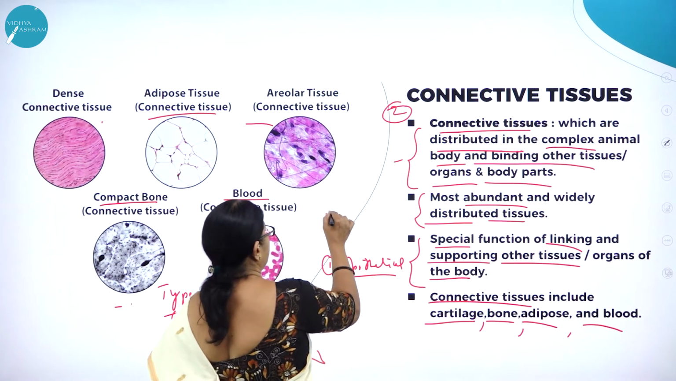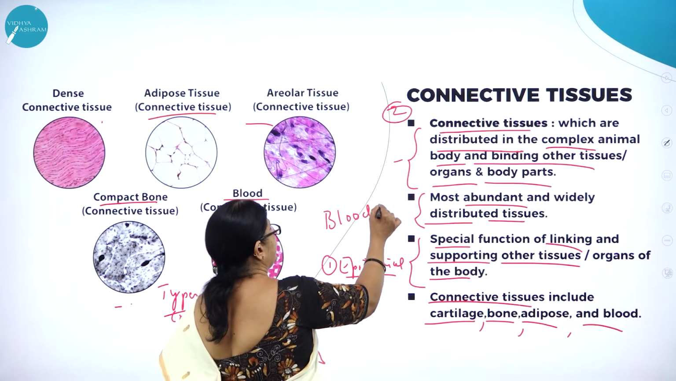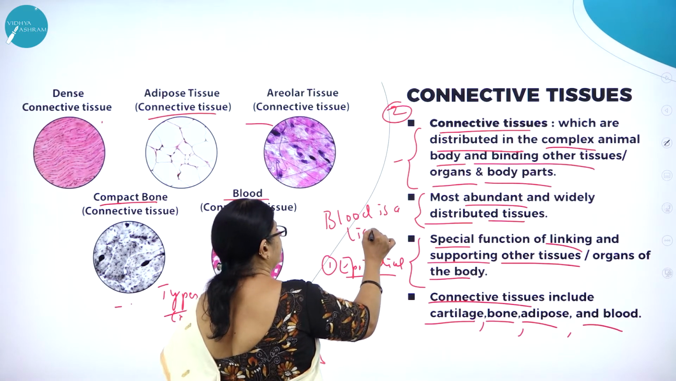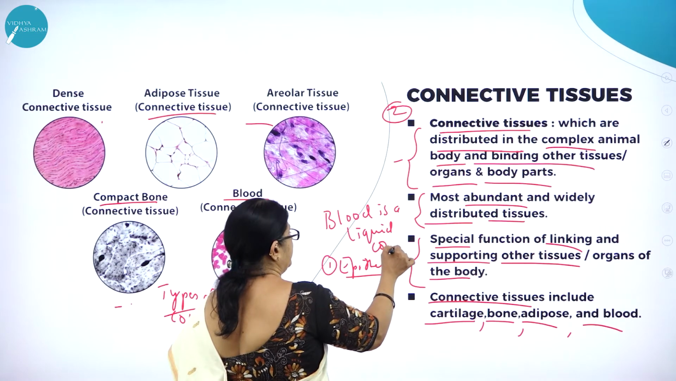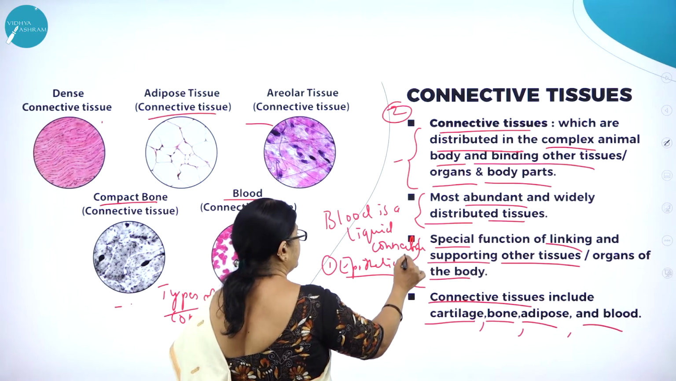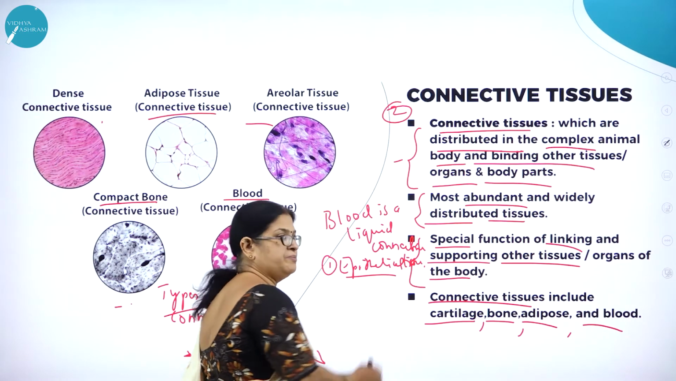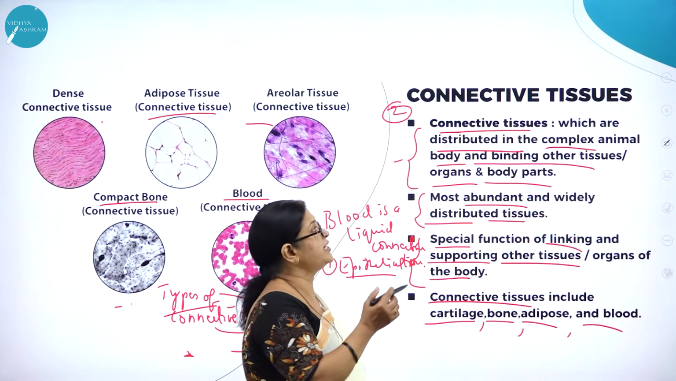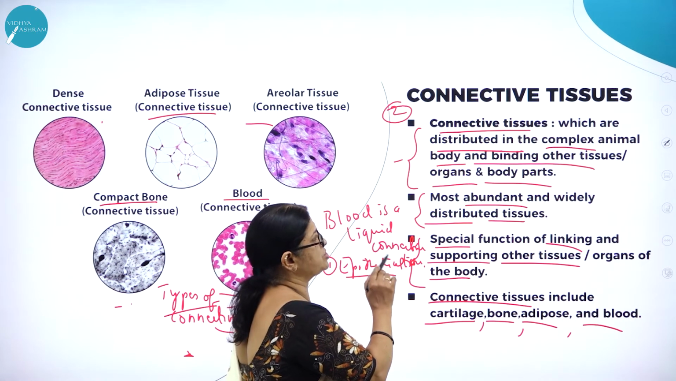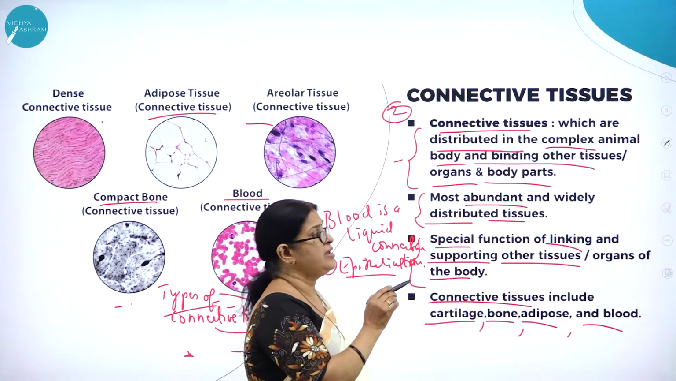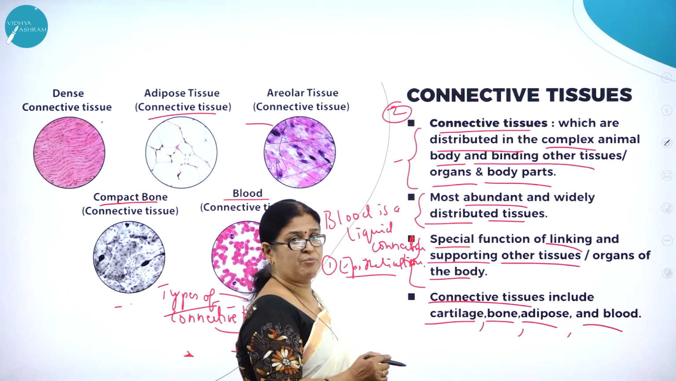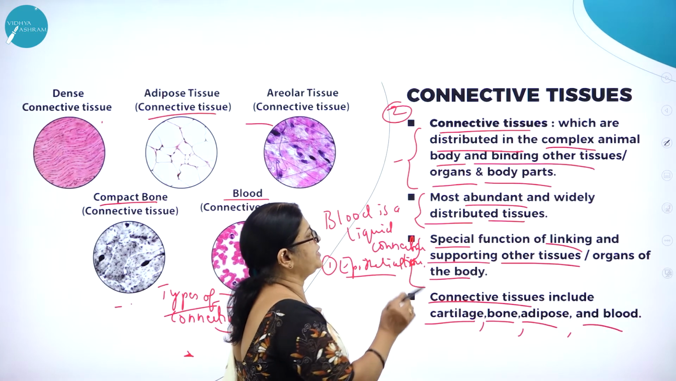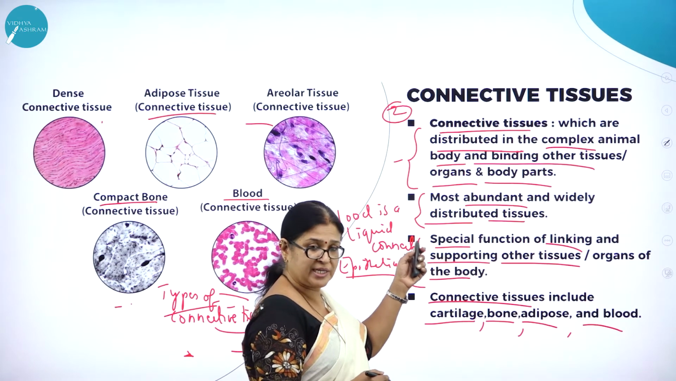We all know blood, how important it is. Blood is a liquid connective tissue. So what is a connective tissue? Connective tissues are distributed in the complex animal body, binding other tissues, organs, and body parts. The most abundant and widely distributed tissue is the connective tissue.